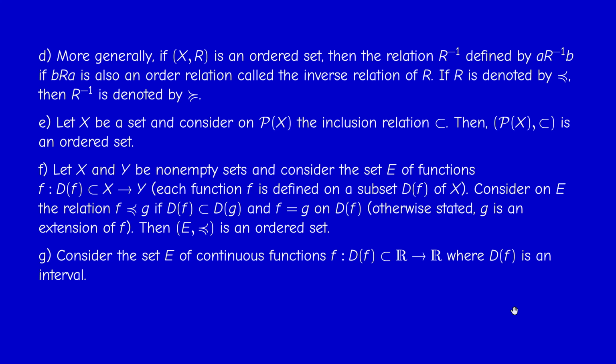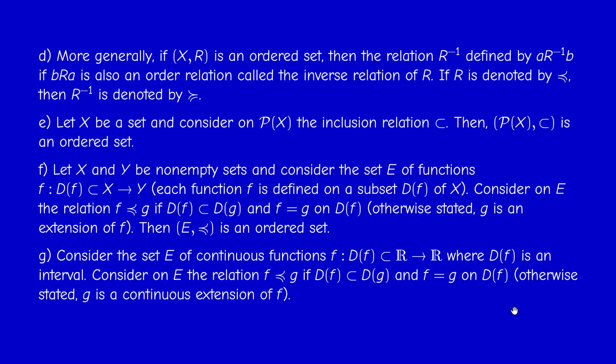Now, last example, if you consider the set of continuous functions from an interval of R into R. So here they are continuous. You put the assumption of continuity. This is also a very good, typical example in analysis. So here again, we use the same thing, but instead of just extension, we put continuous extension. So we need continuity here. Once again, this is an order relation on the set of functions, but each function has its own domain.